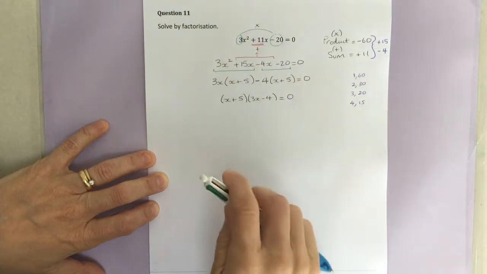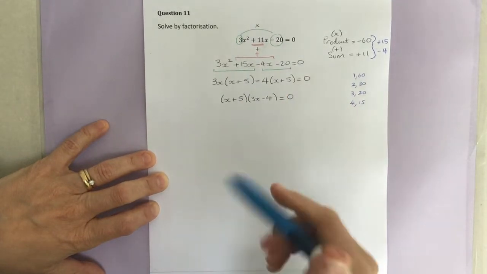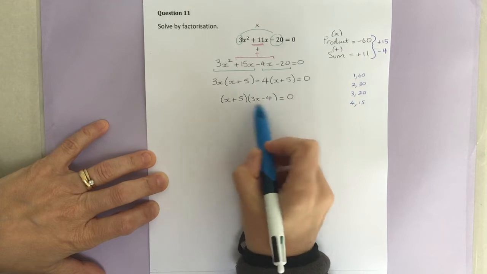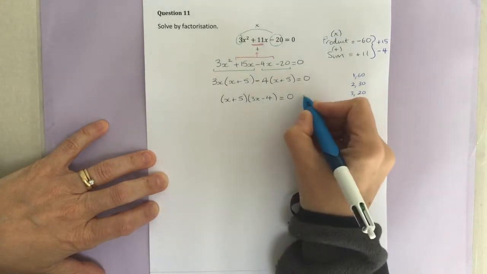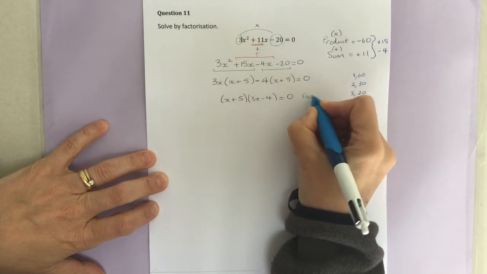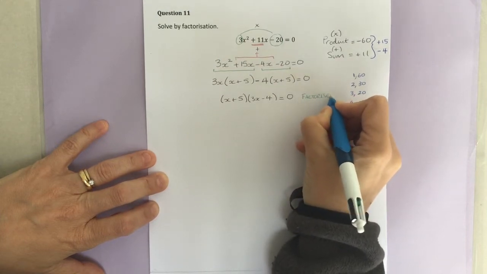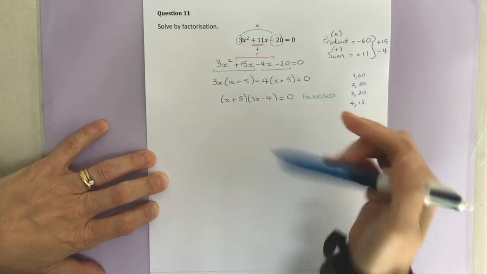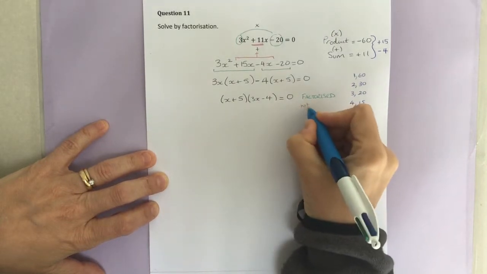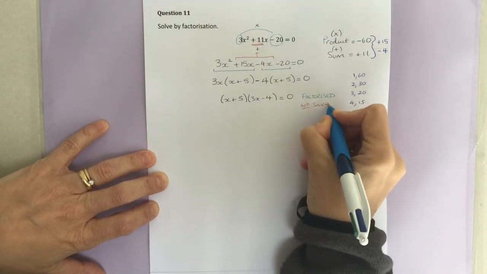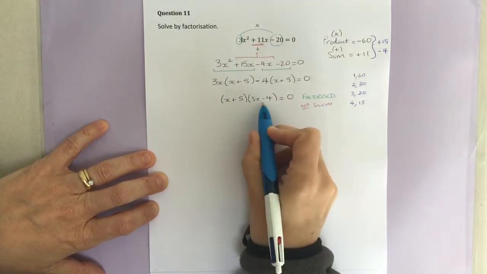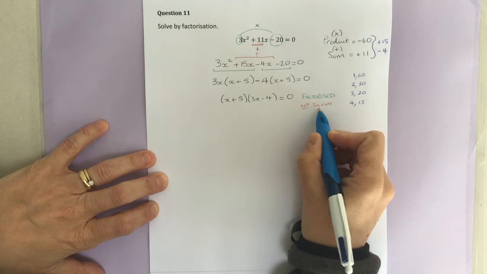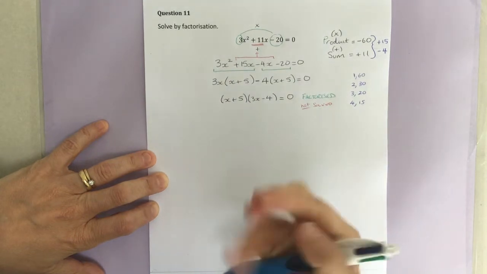Now at this point, all I've done here is I've factorised. This is not the end of the question, and some of you in this question, when I was looking at your work, have stopped at this point. So at that point there, that's factorised, okay? But it's not solved, okay? So solved means find the values of x. So factorised is what we've done here. I've got to keep going with this question and solve this question.